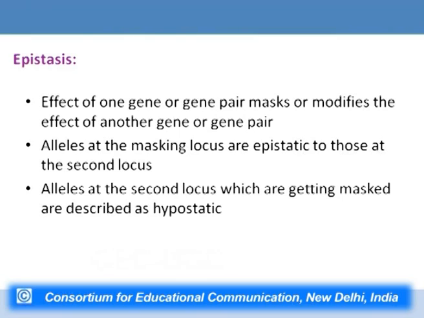One such interaction is known as epistasis. Epistasis occurs when the effect of one gene or gene pair masks or modifies the effect of another gene or gene pair. The alleles at the masking locus are epistatic to those at the second locus. The alleles at the second locus which are getting masked by those at the first locus are known as hypostatic, whereas the locus causing the masking is known as the epistatic locus.